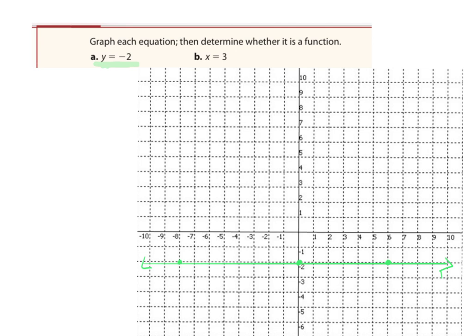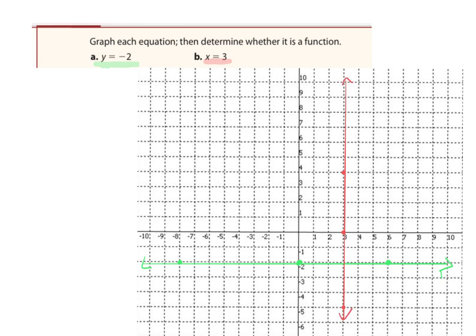All right, so then on the flip side of that, we have x equals a number. X equals positive 3. That means no matter where I go, my x value is going to be positive 3. So if I am at 0 for the y value, my x is positive 3. If my y value is 4, my x is positive 3. If my y value is negative 5, my x is positive 3. So when it's x equals a number, that is a vertical line. So I'm just going to go to that number on my x-axis and draw a vertical line there.